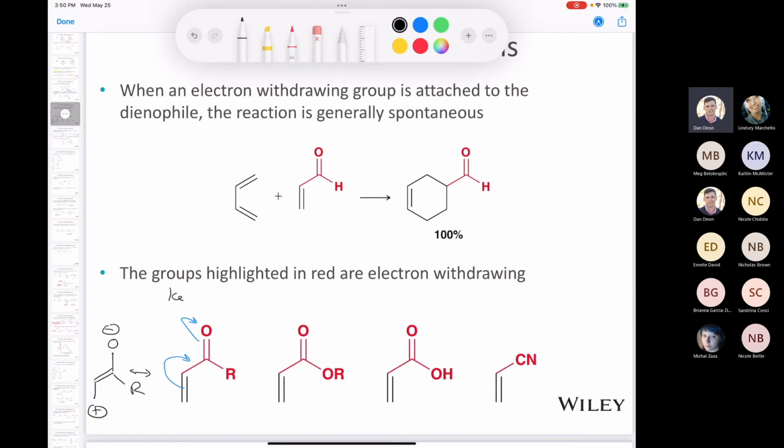We could have either a ketone, we could have an aldehyde, we could have an ester, we could have a carboxylic acid, we could have a nitrile, and all of them serve as electron withdrawing groups.